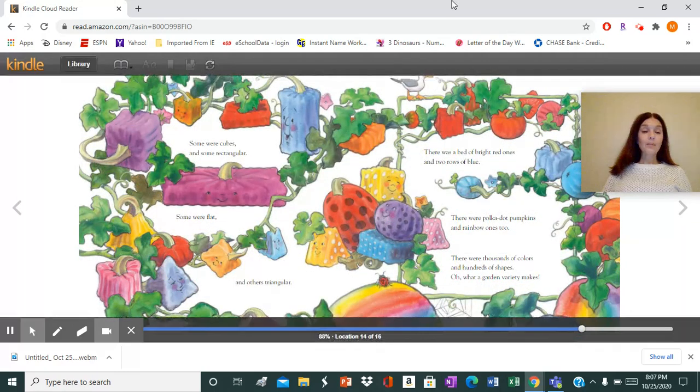But some were cubes and some were rectangular. So there's a cube-shaped pumpkin, a rectangular-shaped pumpkin. Some were flat and others triangular. There was a bed of bright red ones and 2 rows of blue. There were polka dot pumpkins and rainbow ones too. There were thousands of colors and hundreds of shapes. Oh, what a garden variety makes.